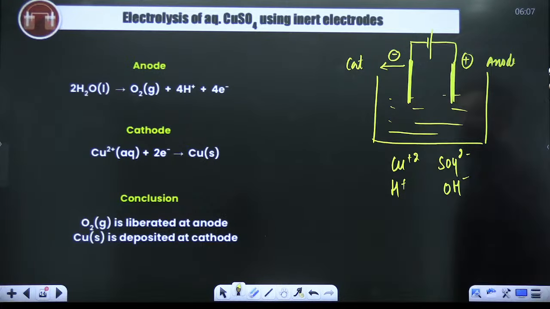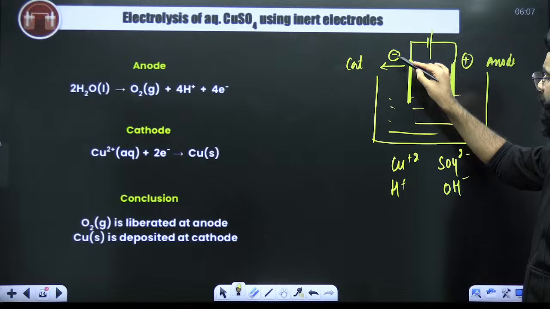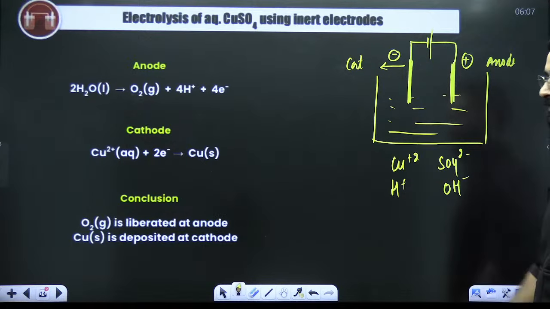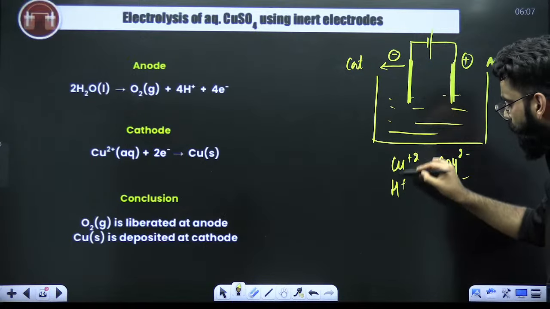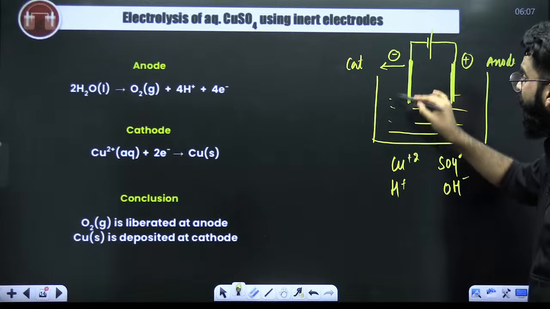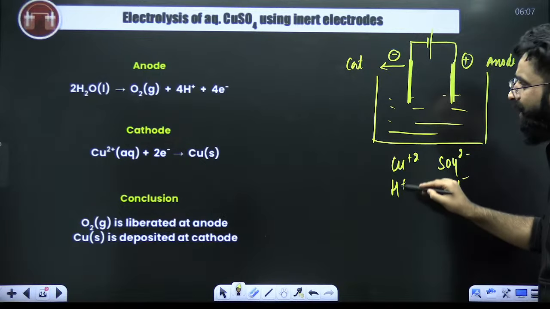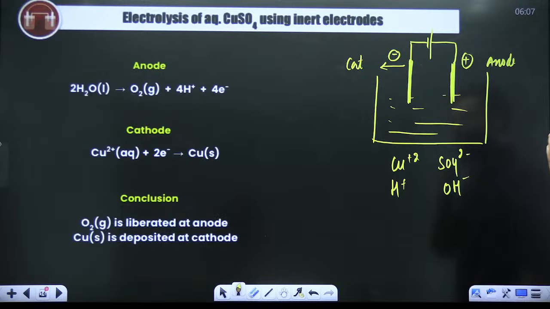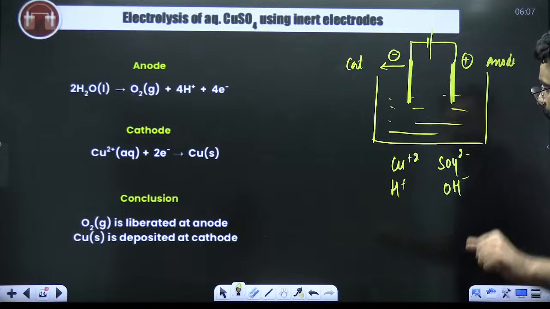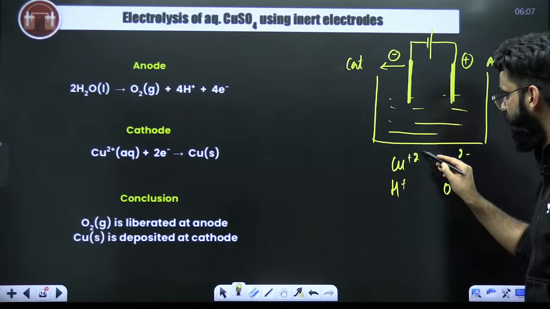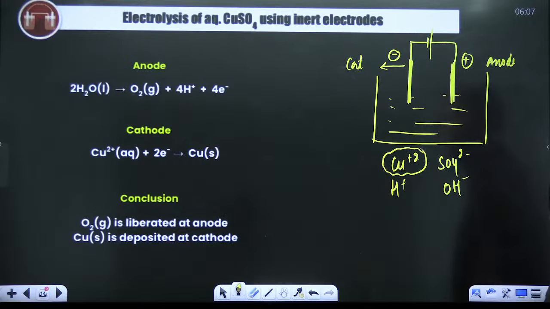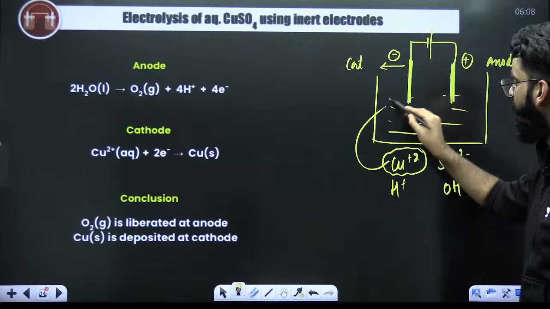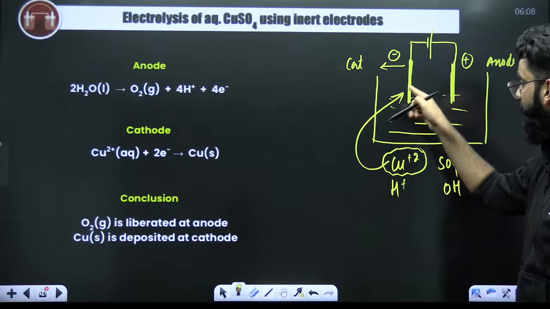At cathode, reduction will happen. Now this negatively charged rod will attract Cu2+ as well as H+ towards itself. But among these two, which one will undergo reduction here? The one which has got lesser discharge potential. Among Cu2+ and H+, which one has lesser discharge potential? It is Cu2+. So Cu2+ is undergoing reduction at cathode.